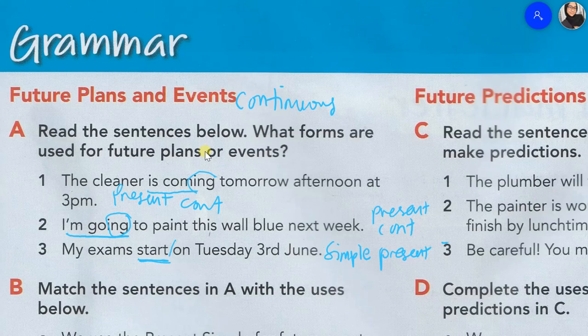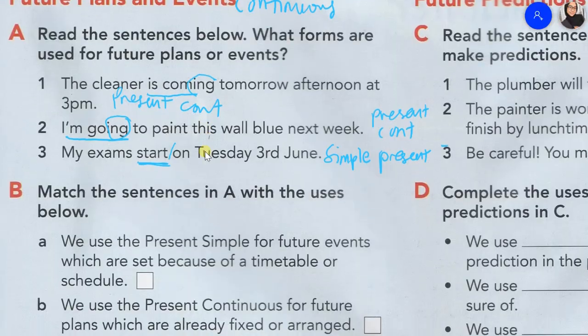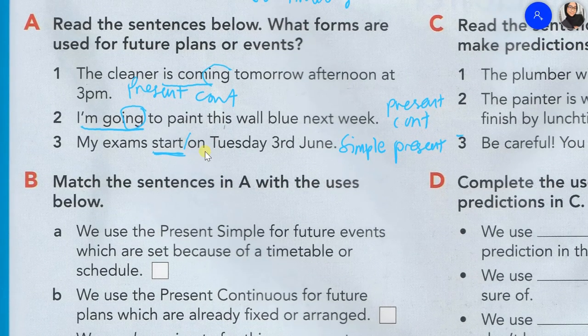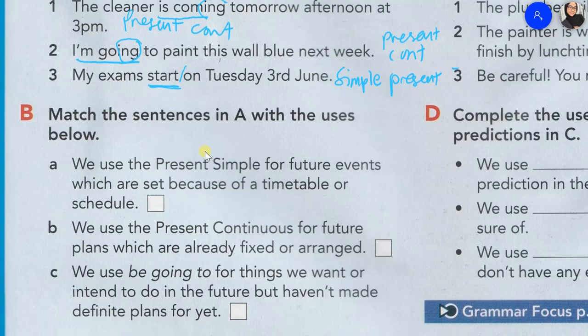Is that a schedule? Probably. I'm going to paint this wall blue next week. That's not a schedule or timetable. What about the third one? My exams start on Tuesday, 3rd June. It's very specific. Tuesday, 3rd June. Normally, when we have exams, we do have a timetable, right? So the sentence 3, the explanation is in A. So description A explains the sentence in number 3.